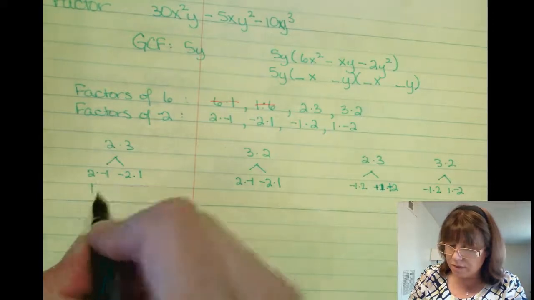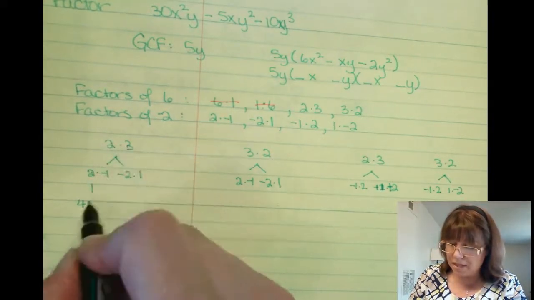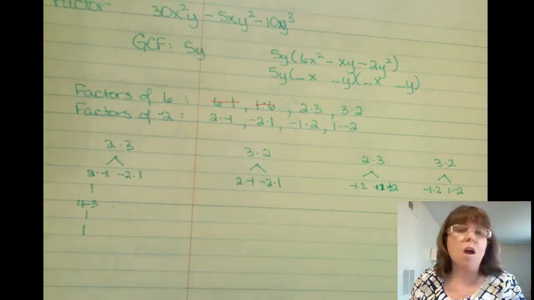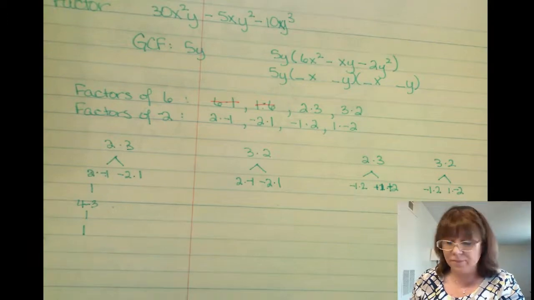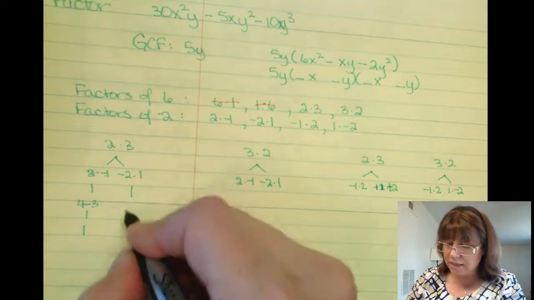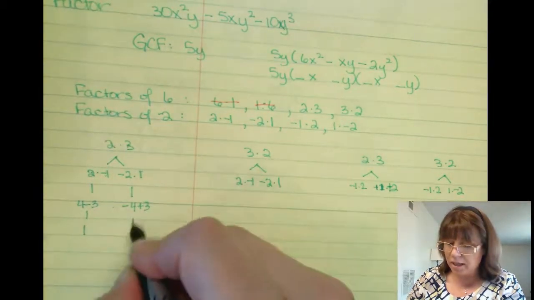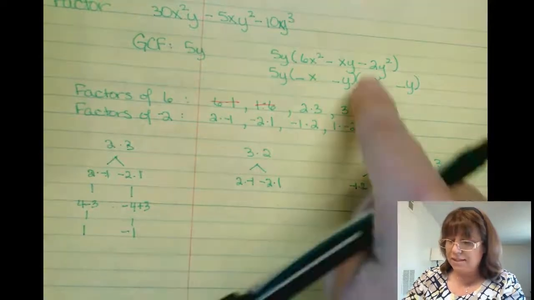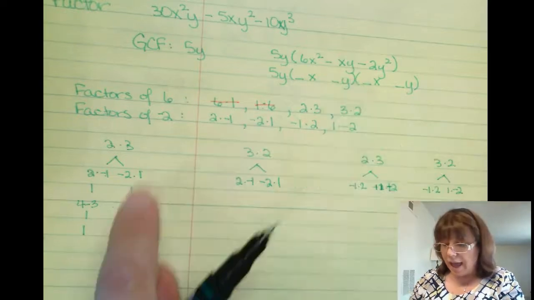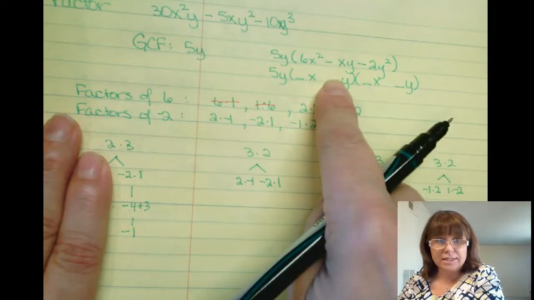So, if I go down, 2 times 2 is 4. 3 times negative 1 is negative 3. That gets me a positive 1. Really close. 3 times 2 times negative 2 is negative 4. 3 times 1 is positive 3. That gives me a negative 1. That's exactly what I'm looking for. But here's the trick. How do I bring this combination and write it up here as my factors?